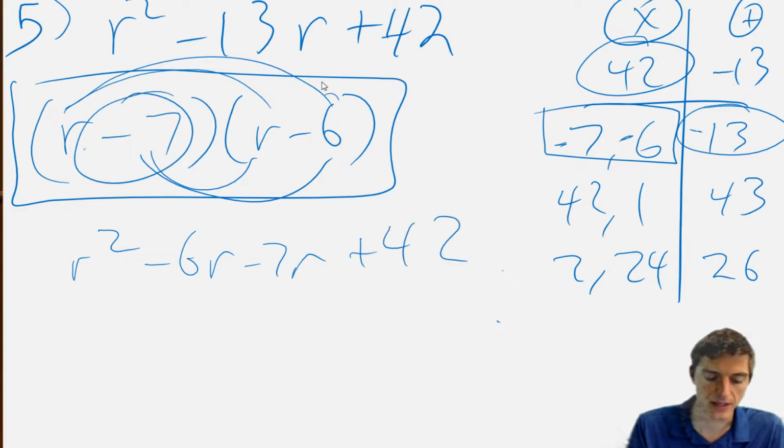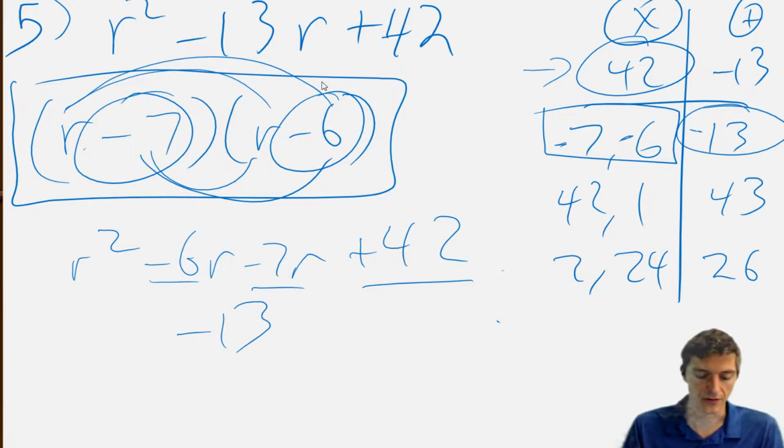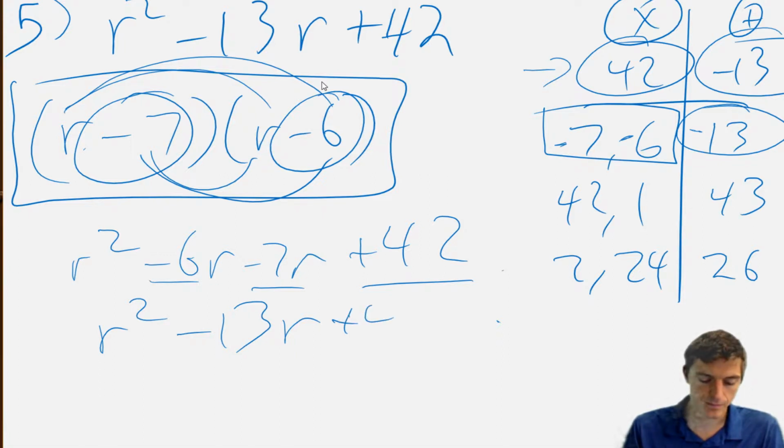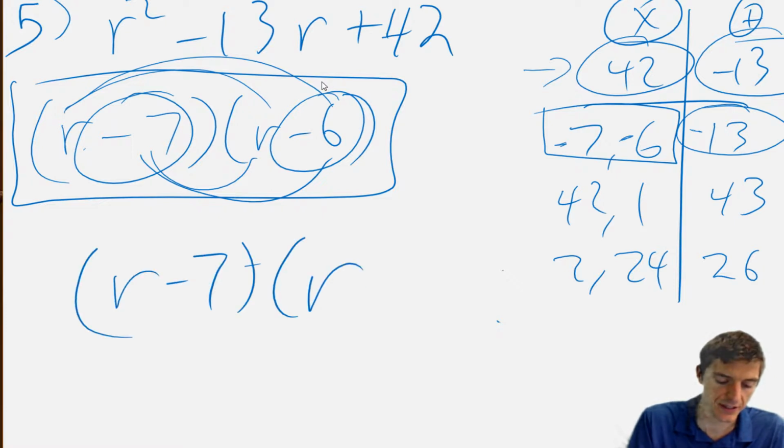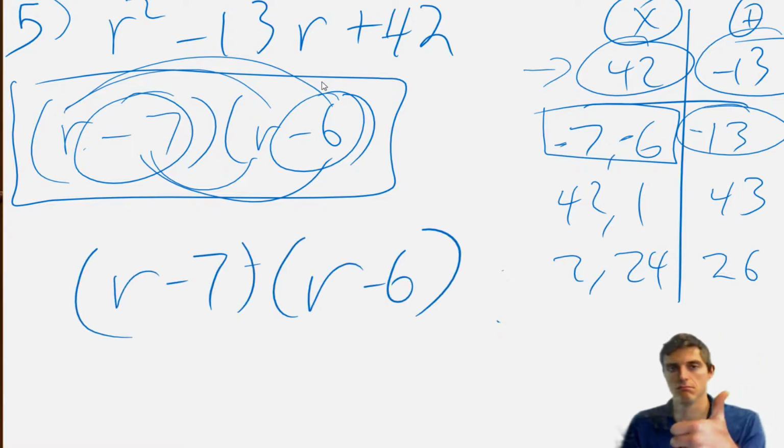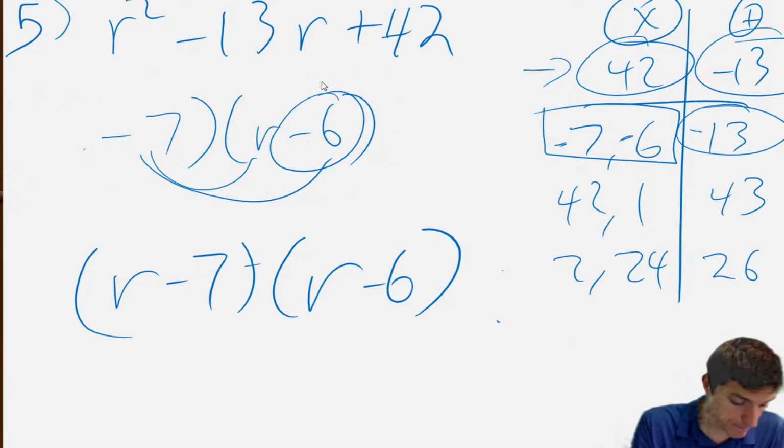So watch what I did. I took those two numbers, I multiplied them together. See, they have to multiply to 42, and they do. And when I add those two numbers together, they turn into a negative 13r, which is exactly what I want to have happen. It needs to add up to a negative 13. So you can always check yourself by foiling it back out. But once you get to this step right here, you successfully factored it and are good to go.